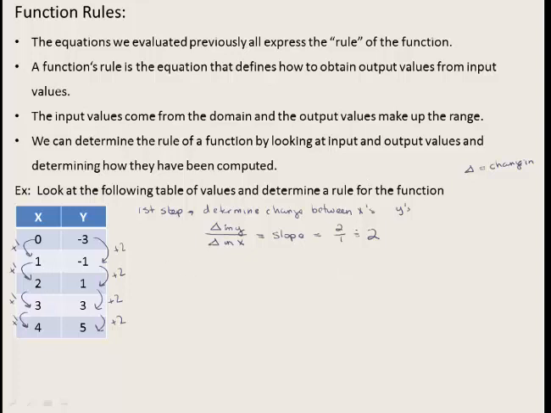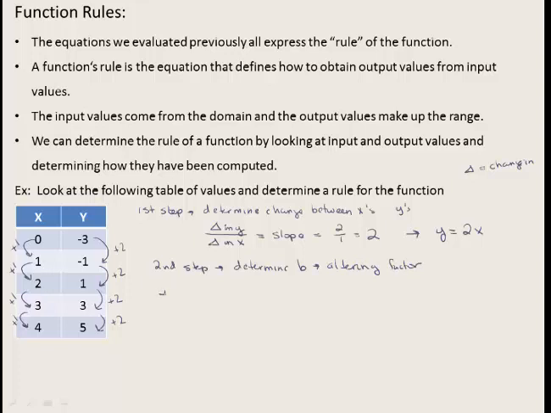So for the first part of our equation, I know that I'm going to have some y equals 2x. However, if I plug in 0, 2 times 0 does not equal negative 3. 1 times 2 does not equal negative 1. 2 times 2 does not equal 1. And so we need to determine b. And this is the sort of altering factor.